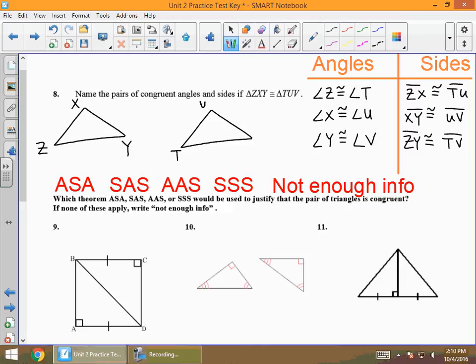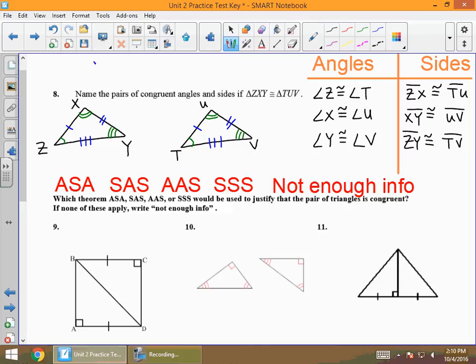And then the other one, I'm going to go left, up, down again. T, U, V. And if I do that, I can take a look at this and see that Z is the same as T. And X is the same as U. And Y is the same as V. And sides, ZX is the same as TU. And XY is the same as UV. And ZY is the same as TV. Now, what kind of a picture do you draw? It doesn't matter. As long as they're exactly the same, just make sure you label them all in corresponding nature. That's why we say it's corresponding parts of congruent triangles are congruent.